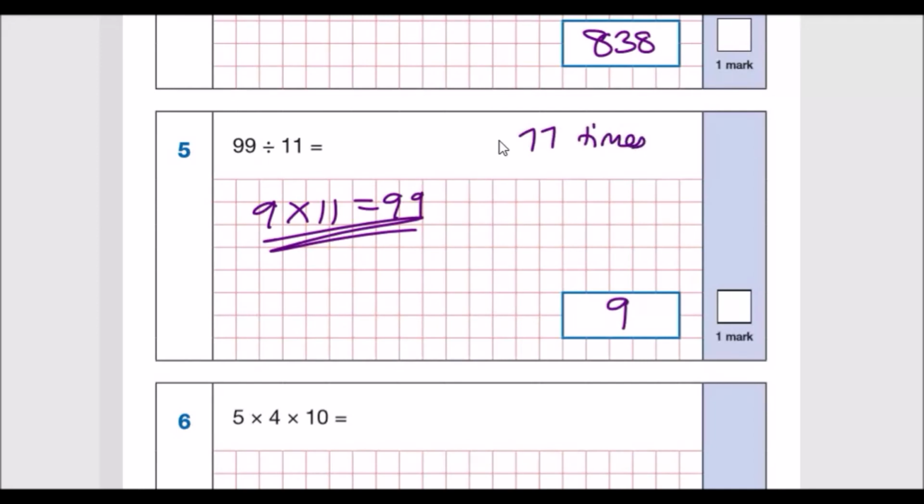And honestly, 11 times table is easy. The first 9 is just the same digits. 11, 22, 33, all the way up to 99. And then it gets a bit weird, but we need to know by heart.